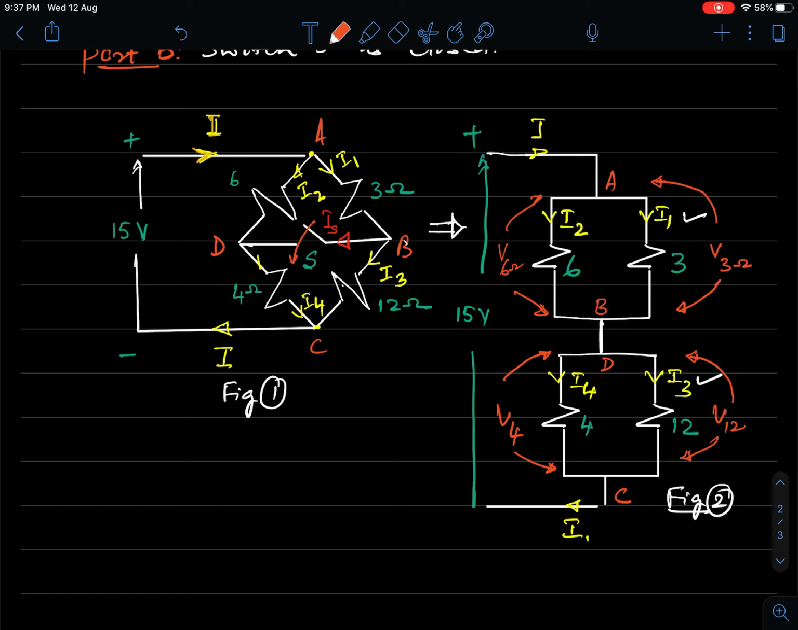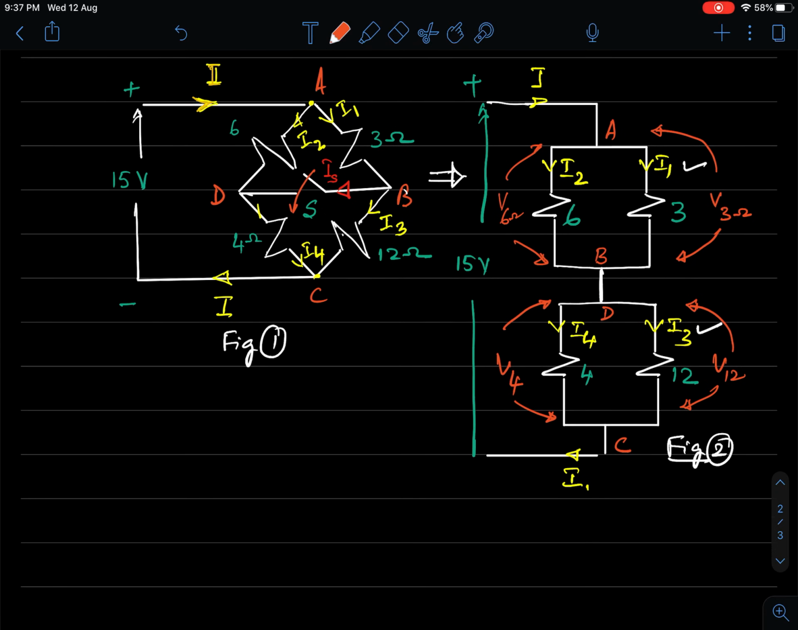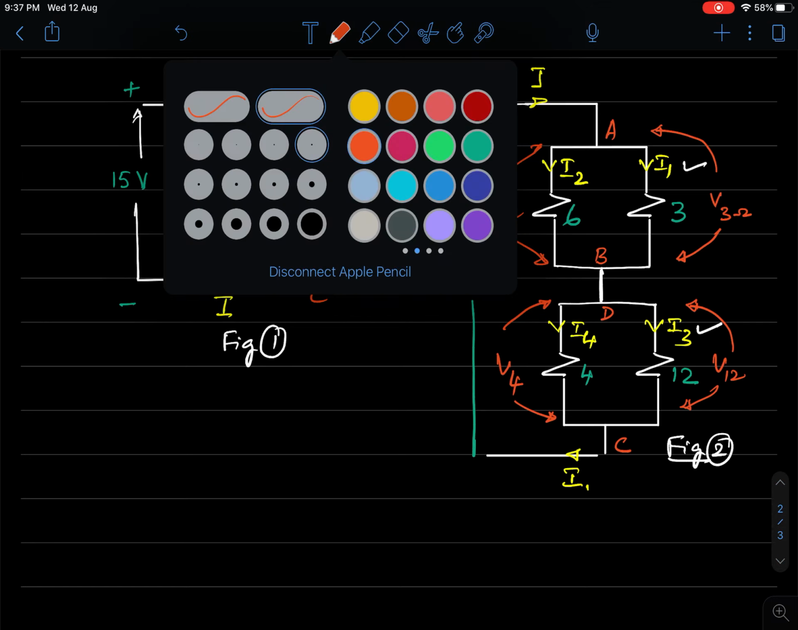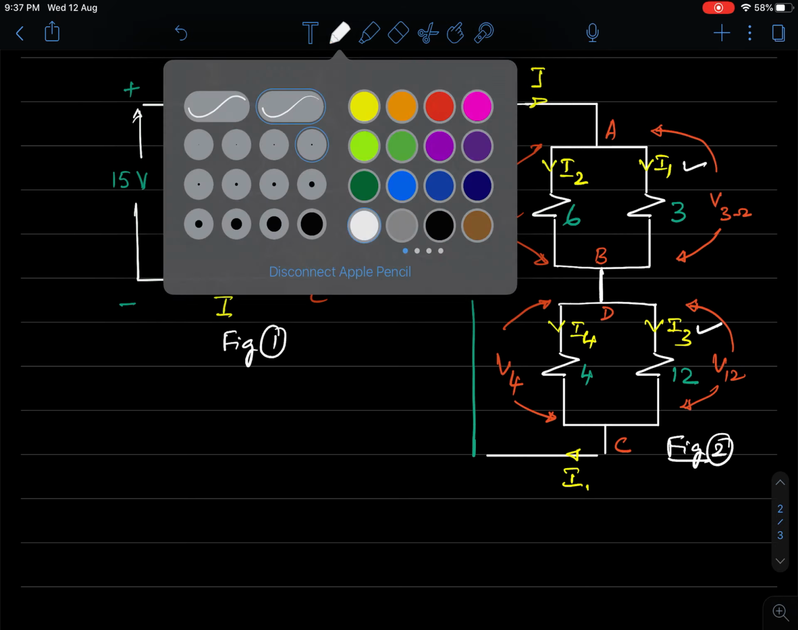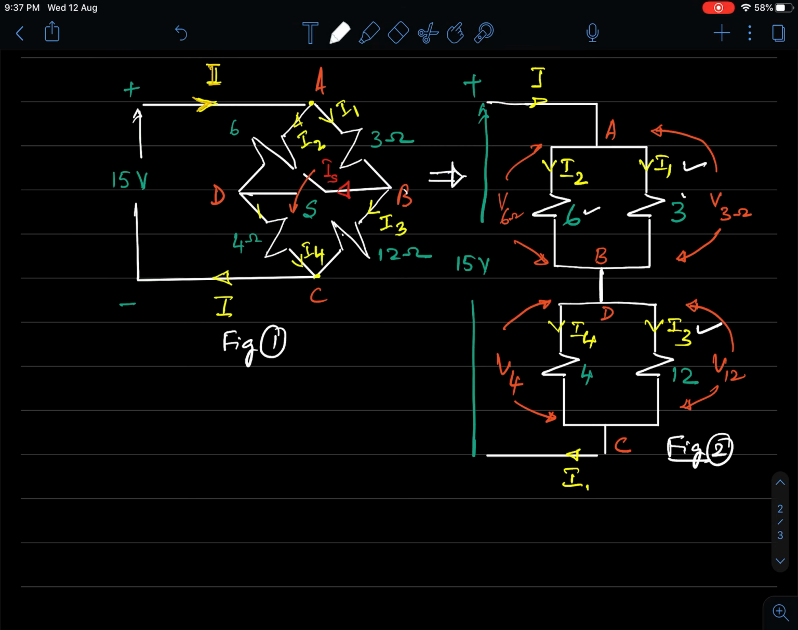How do I compute the potential difference? See, if I look at figure 2, it's very clear that the 6 ohm resistance and this 3 ohm resistance are in parallel. And this 4 ohm resistance and 12 ohm resistance are also in parallel. So we can find out the parallel equivalent, and further on we can find out the potential difference.